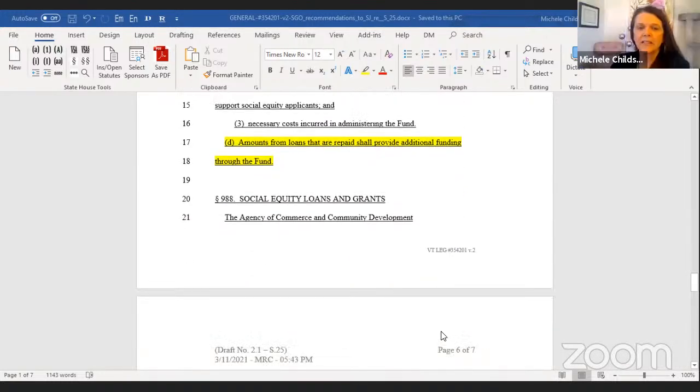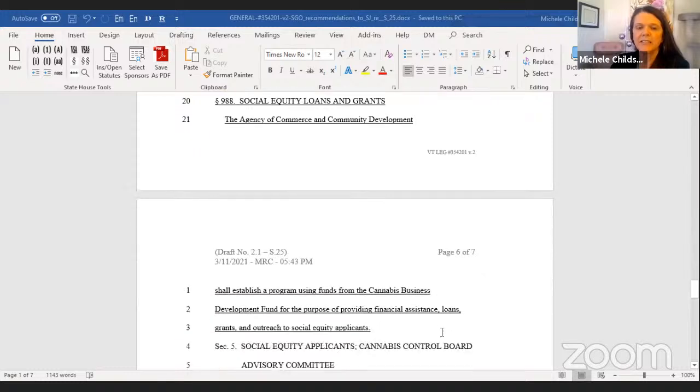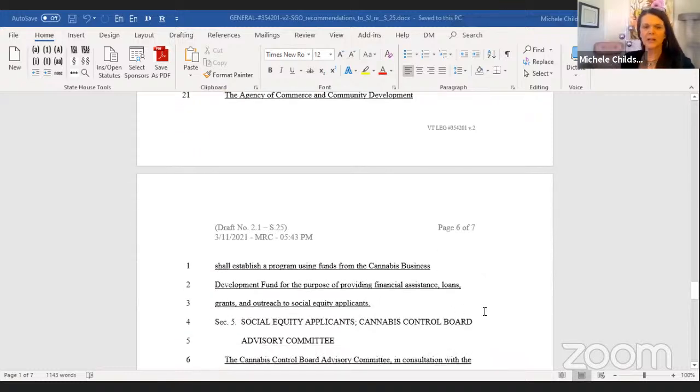Section 988 is that ACCD is directed to establish a program for using those funds for the purposes of providing the financial assistance, loans, grants, and outreach to social equity applicants.